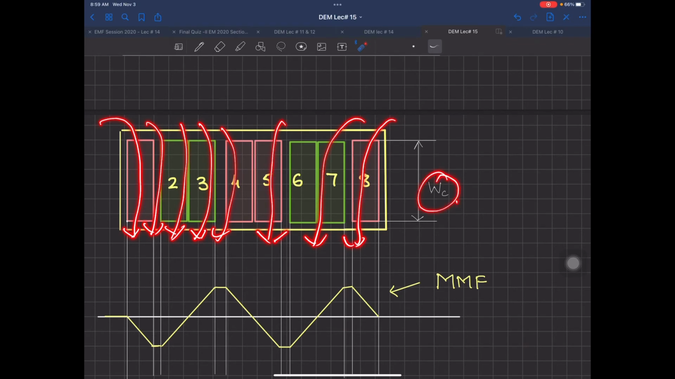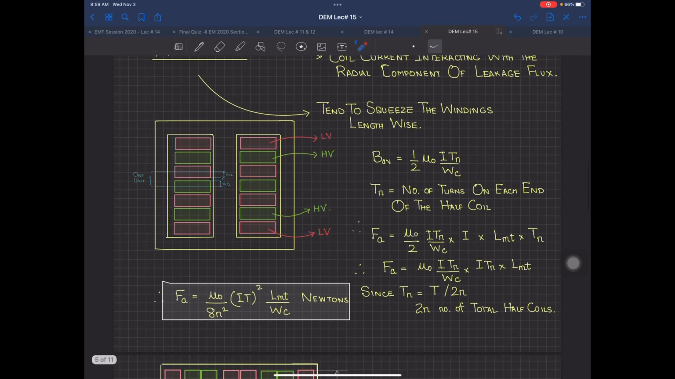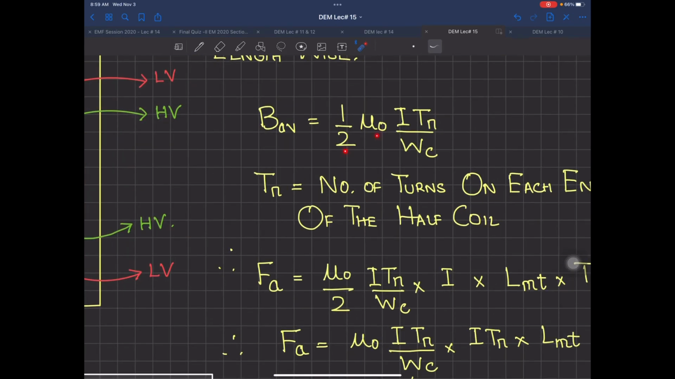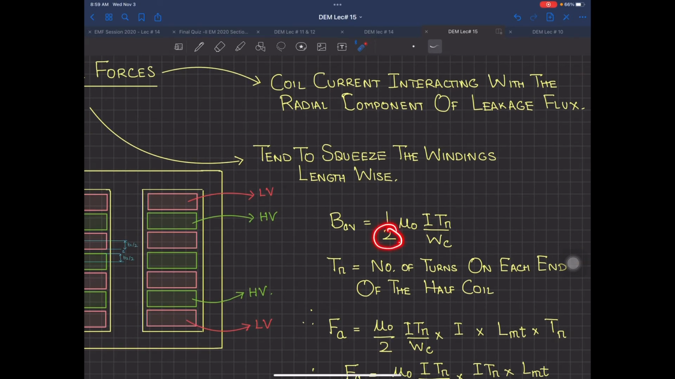So what is this WC? It is the length of the flux path. What was this used for? If you remember, what was B? B was equal to mu naught H. And in H you replaced it by Ni divided by Lc. So instead of Lc you are going to put Wc. Okay? So your B over here is going to be written as half mu naught I Tn divided by Wc. And we have taken it half because it is the half value, the average value over there. So this B average is going to be equal to half mu naught I Tn divided by Wc.